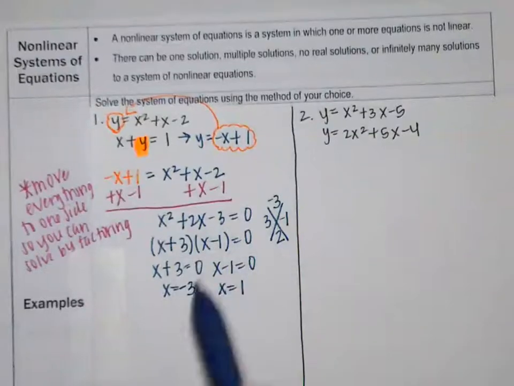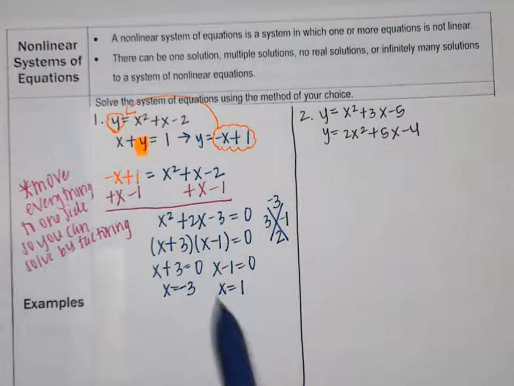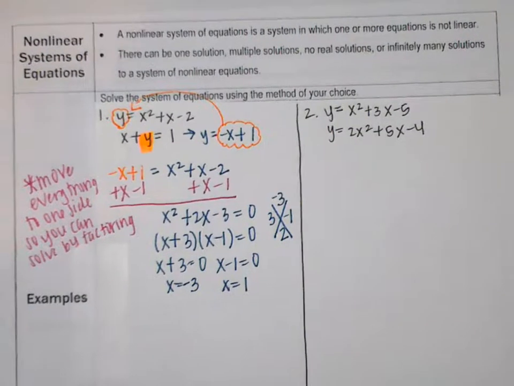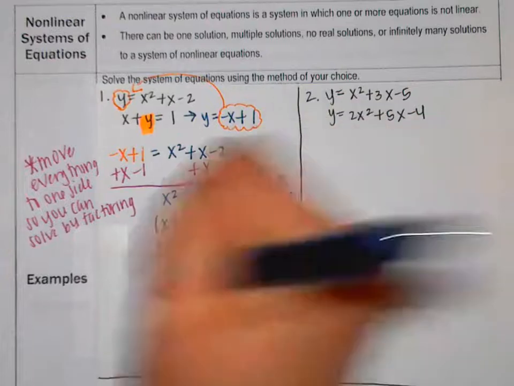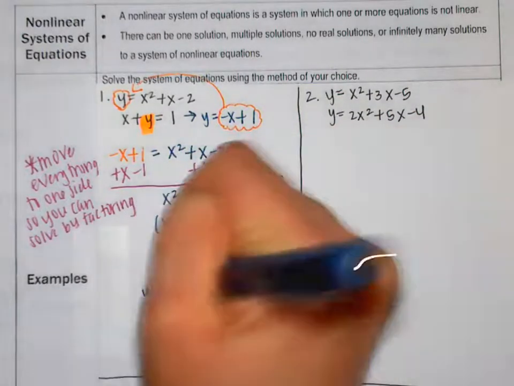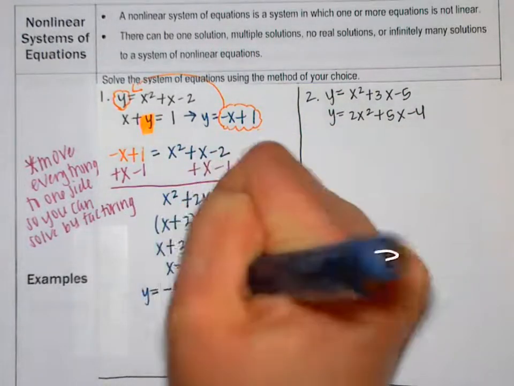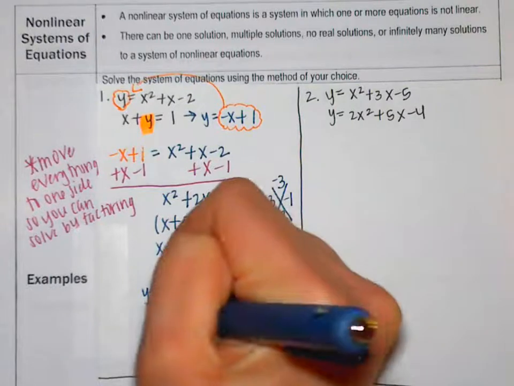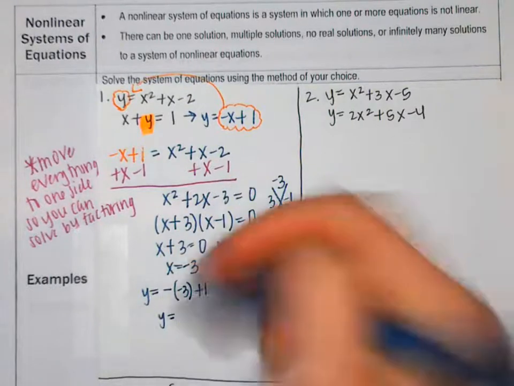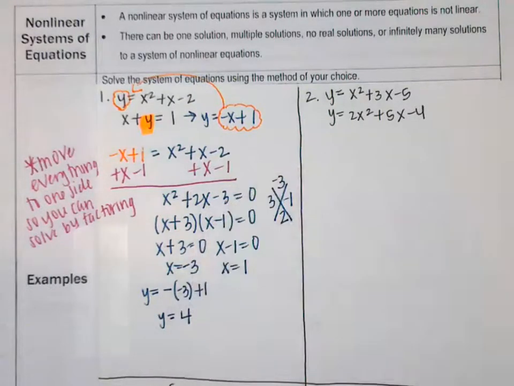So what we're going to do is plug in -3 and plug in 1 to get two different ordered pairs. So I'm going to plug in -3 first. So y equals -(-3) plus 1. That negative and negative are going to cancel to get me y equals 3 plus 1, which is 4.